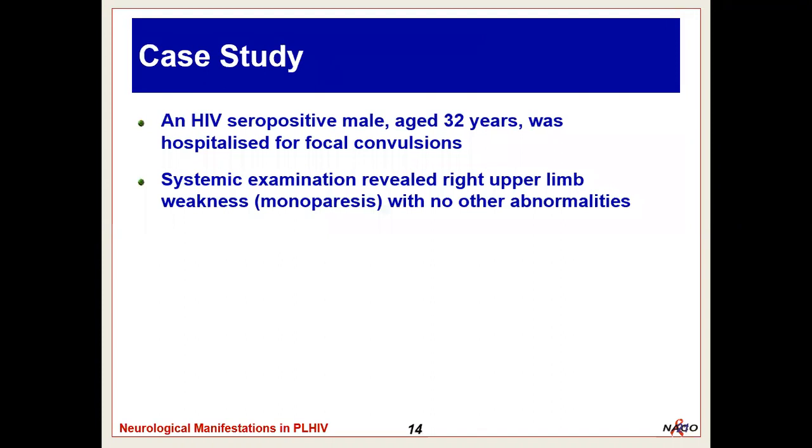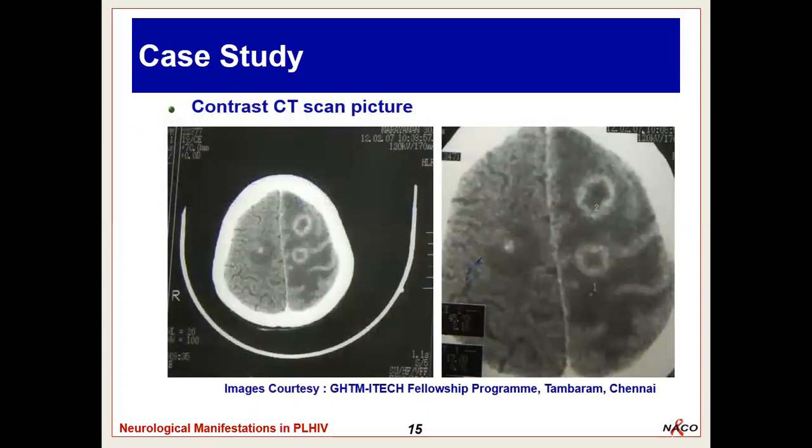Okay, so let's move to a different entity. We have a case study now, which is a 32-year-old HIV positive male presenting with focal convulsions. On systematic examination, you see that right upper limb weakness is there, monoparesis, with no other abnormalities. Next, please. The case is presenting with the typical findings which you can see in the contrast CT. You can see there are multiple ring enhancing lesions involving both the hemispheres, and there is also surrounding edema, and there's no shift of the midline. Next, please.